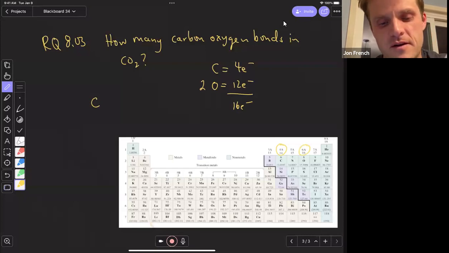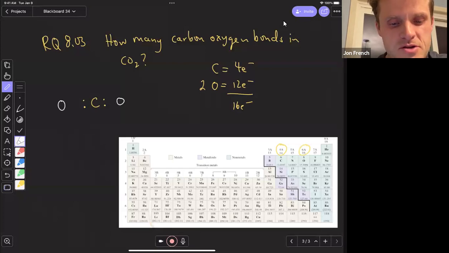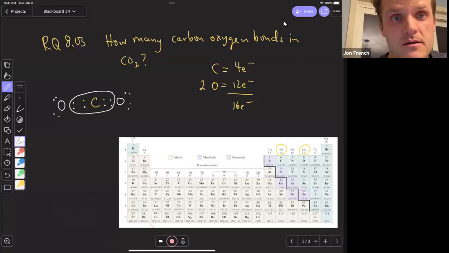And carbon's got 4 valence electrons, so we'll draw those 4 valence electrons. And then we've got oxygen. And oxygen has 6 valence electrons, 1, 2, 3, 4, 5, and 6. So at the end of the day, that central carbon has 8 electrons in its outer shell. Oxygen also has 8, and the other oxygen also has 8.